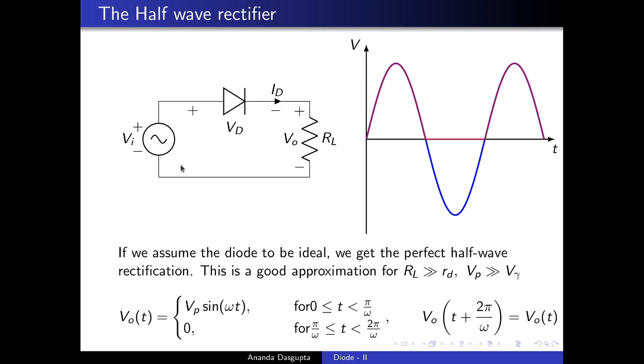So typical source resistances are also rather small, and small rd, as we have seen, is 26 millivolts divided by ID times eta if you have a silicon diode, and that's a few tens of ohms. So if you are using an RL which is of the order of kilo ohm or so, this is usually a very good approximation, and you get near perfect half-wave rectification in most situations like this.